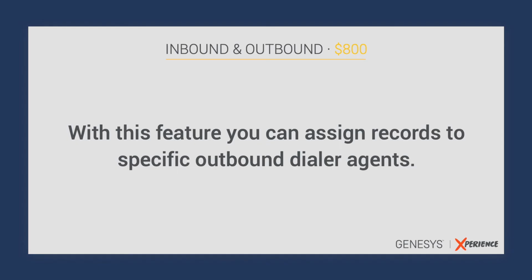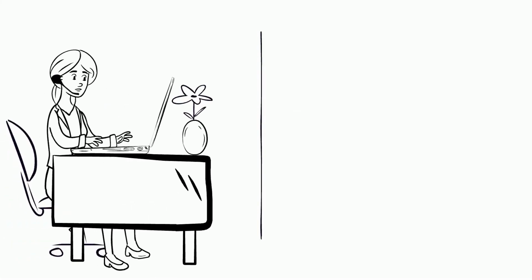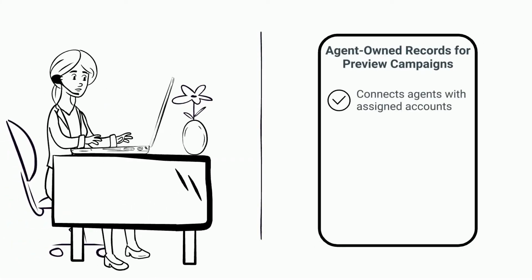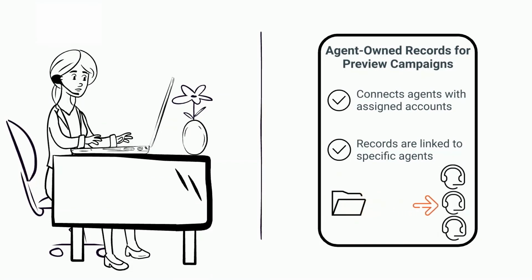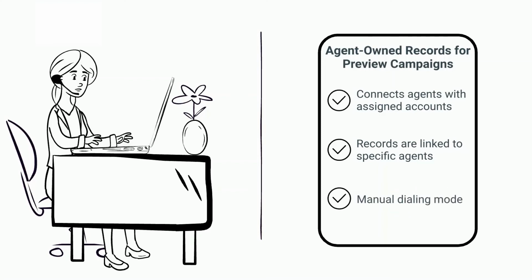With this feature, you can assign records to specific outbound dialer agents. What are agent-owned campaigns? And here's a video to describe how it works and its benefits. Agent-owned records connects agents with assigned accounts in a preview campaign. Records are linked to specific agents rather than the system randomly sending records to a group of agents. As it is a preview campaign, agent-owned is a manual dialing mode, meaning an automatic dialer does not make calls based on the outcome of calculations or predictions. Instead, the system sends records to the associated agents and waits for the agents to confirm that the call should be dialed.